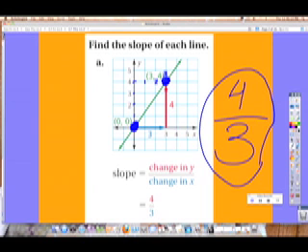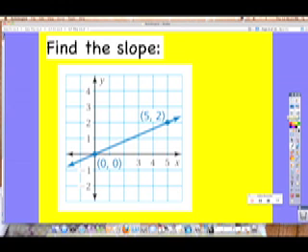Okay, tell me. Which way did you move first, guys? Up? Did you start with this one? Okay, how far up did you go? 2. All right, so up 2. And then you're right here. Do we count this spot? Over how far? Do you have to do anything else? No, you're done. 2 over 5, that's your final answer. That's the slope of this line.